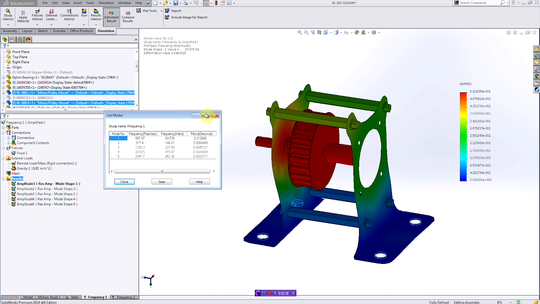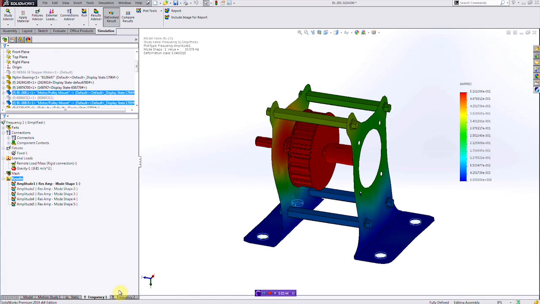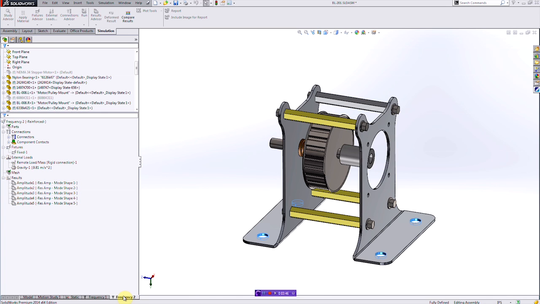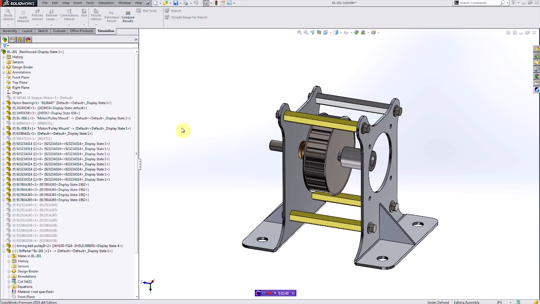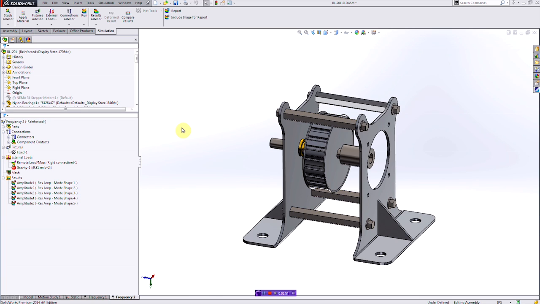My design requirement in this case is to not have a natural frequency below 100 Hz, so I need to modify my design to push the first mode shape higher than the existing value of about 93 Hz. Here I can switch to a modified version of the bracket where I've added some gussets at the bottom, which should resist the motion of that first natural mode.